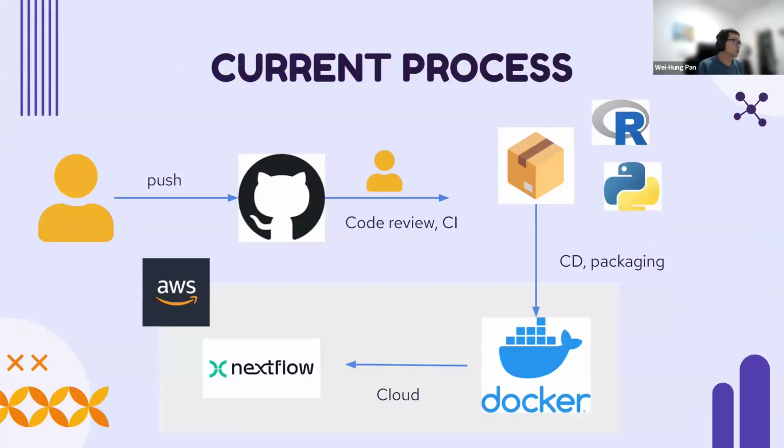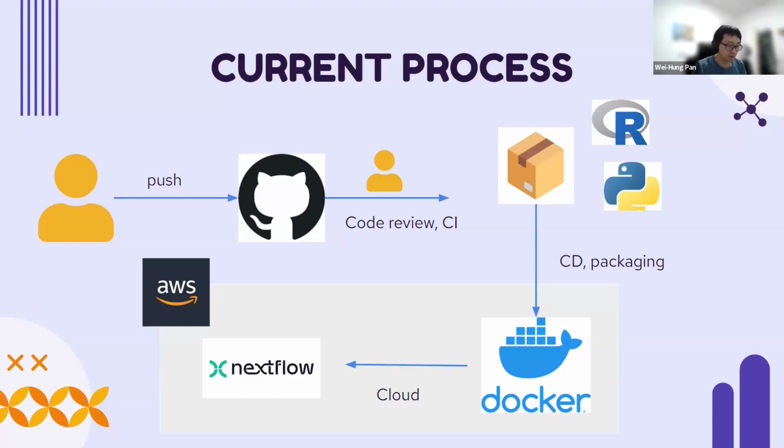So this is our current process. People push to GitHub, then with code review and continuous integration, we package the R package and the Python package, and then we push to Docker. I mean, not Docker Hub, but AWS, and then we run it using Nextflow.